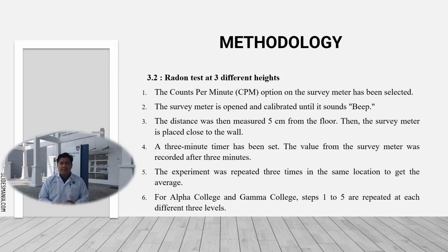For part 2, the experiment was repeated for steps 1 to 5 at each of 3 different levels at Alpha College and Gamma College.